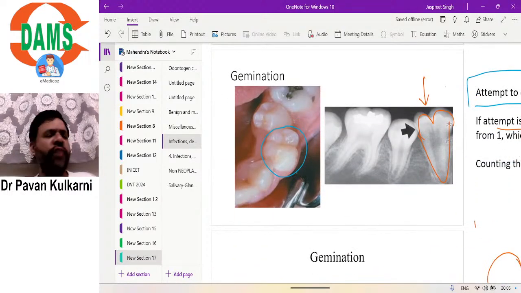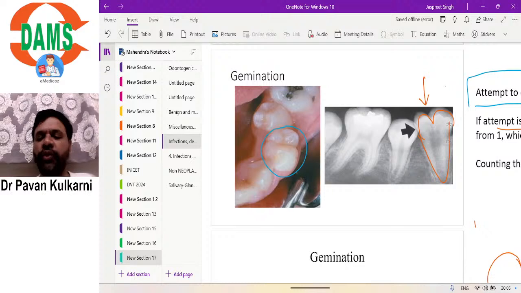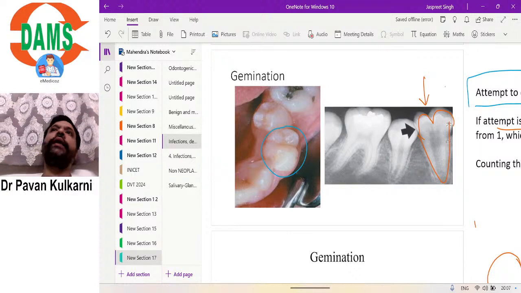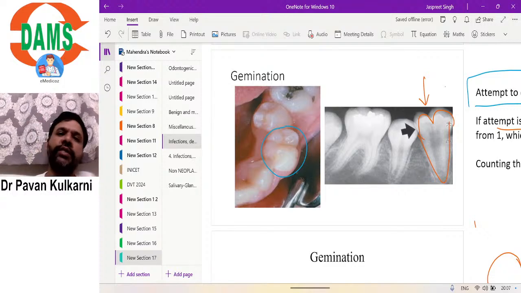Now this is an image of gemination. Now what is gemination? Gemination is basically a developmental disturbance of shape of the tooth. In this particular developmental disturbance, what happens is the tooth bud attempts to divide into two. So it appears as if the tooth is attempting to divide. In the second radiograph you can see carefully, there is a notch there, right? The tooth bud attempts to divide. That is why you will see that notch on the surface. So this is a gemination.